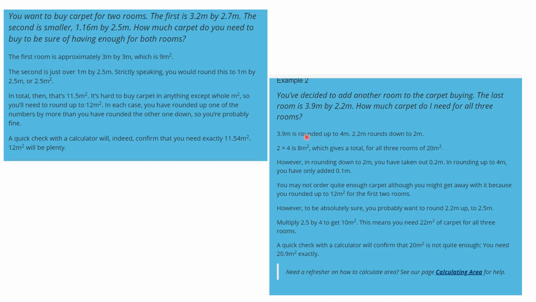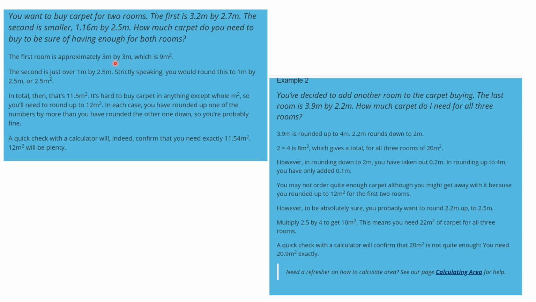You can also use this for very practical calculations. You want to buy carpet for 2 rooms. The first room is 3.2 meters by 2.7 meters. And by the way, the meter is close to a yard, and so these actually aren't that small a room, although you might not measure them in meters. The second is smaller. It is 1.16 meters by 2.5 meters. How much carpet do you need to buy to be sure you're buying enough for both rooms?